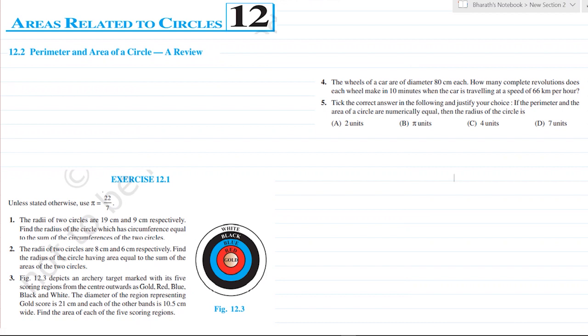We all know the perimeter and the area of a circle. What is the perimeter of a circle? It's 2 pi r, right? And the area of a circle is pi r square. What is pi? Pi is a fixed value which is like 22 by 7 or 3.14. This goes on, but we do not care.